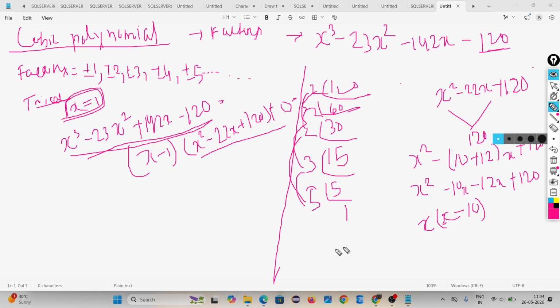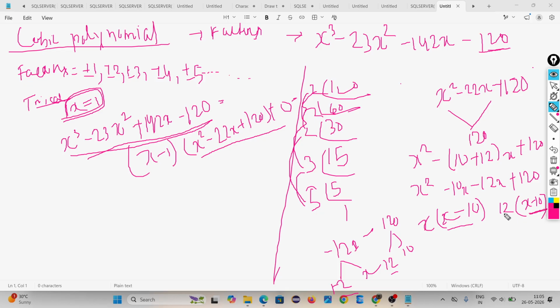Then look, minus 12x, 120. Minus 12x contains 12x and 120, so I can write 12 into 10. In the bracket you have to get x minus 10. So what did you take outside? Common. Common is 12. You have two conditions: you can take plus 12 or minus 12. But in the bracket you have to get x minus 10.